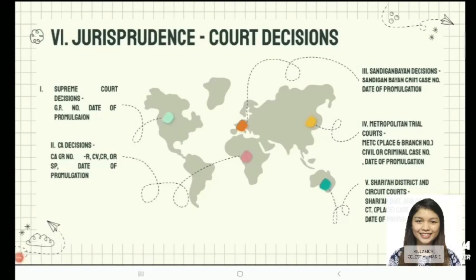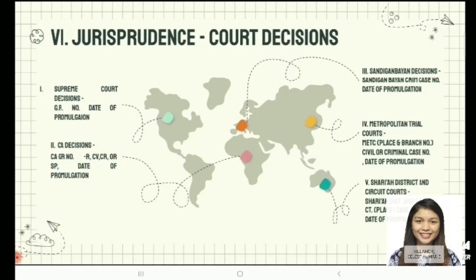So, court decisions from the Supreme Court down to the lower courts can be identified through their case number, cited as follows. For Supreme Court decisions, we have GR number, date of promulgation, and Court of Appeals decisions shall be cited as CA-GR number, with R, CV, CR, or SP, and its date of promulgation. For the Sandiganbayan decisions, we have Sandiganbayan criminal case number, date of promulgation.